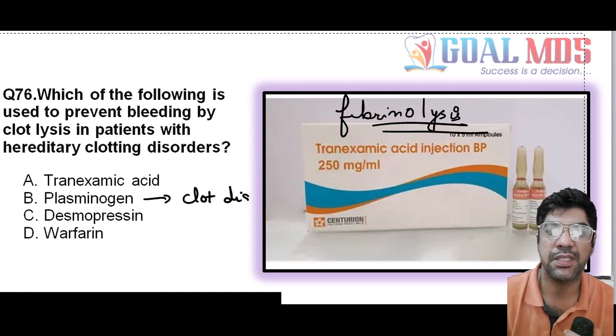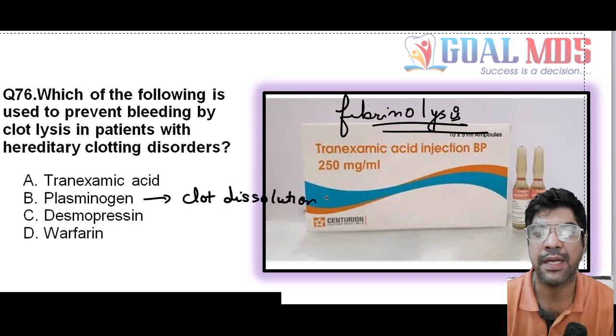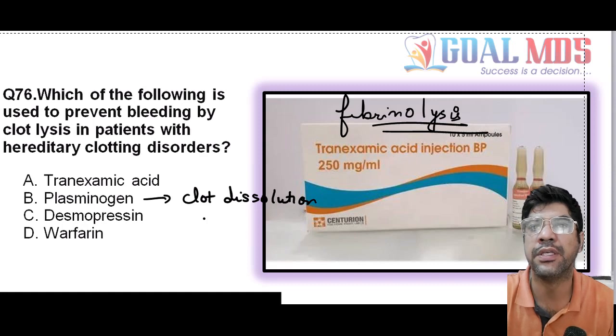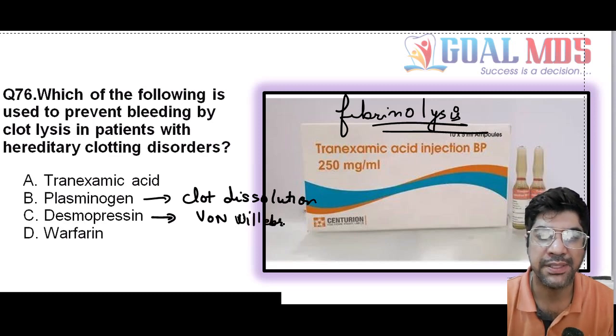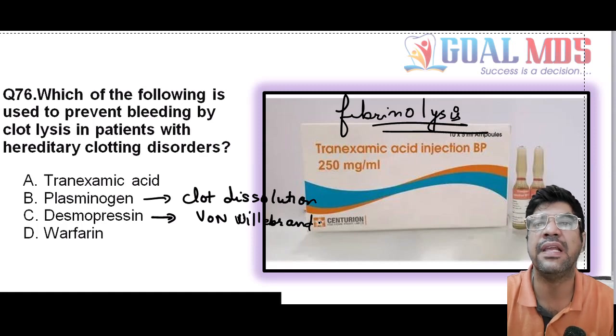Option B, plasminogen, is a precursor to plasmin, an enzyme that is involved in the breakdown of blood clots. It is not used to prevent bleeding, but rather plays a role in the clot dissolution process. Desmopressin is a medication that is used to treat certain bleeding disorders like von Willebrand disease and mild hemophilia A.